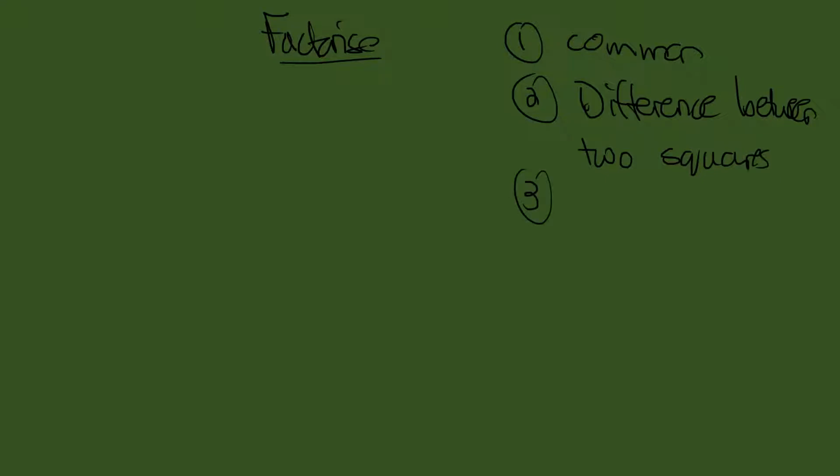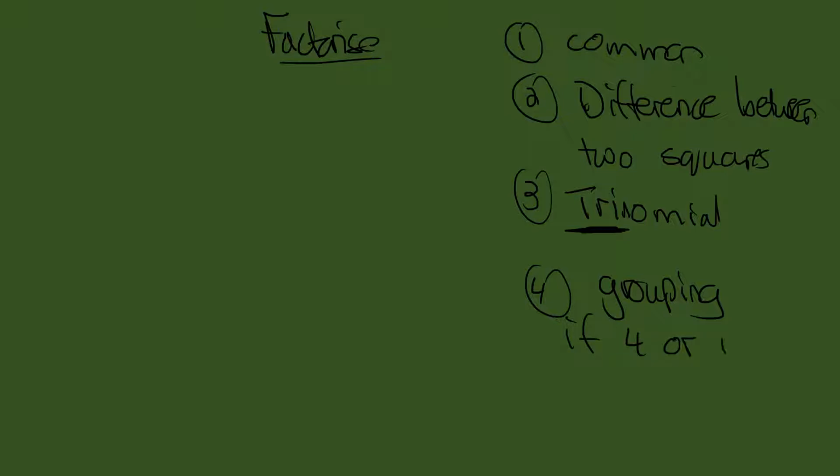If you can't do that, if you don't see a minus and you don't see two square numbers, you try and look for a trinomial. That's what I'm going to explain now. Tri means 3. So if you see 3 terms, you recognize it as a trinomial. You try grouping if you sit with 4 or more than 4 terms. Right, so I'm going to explain trinomials, which is one type of factorizing.